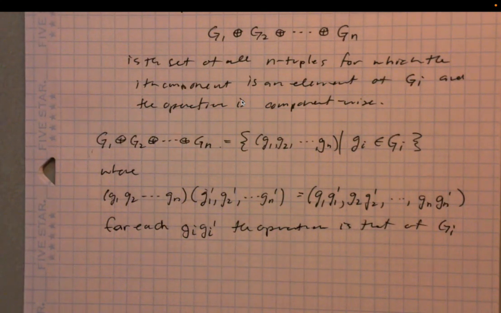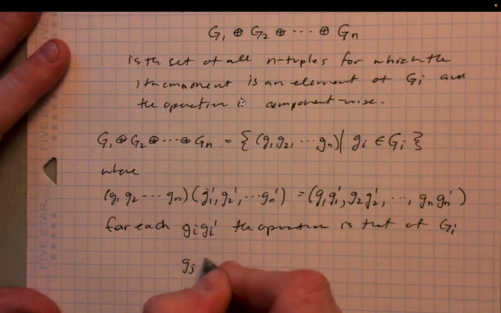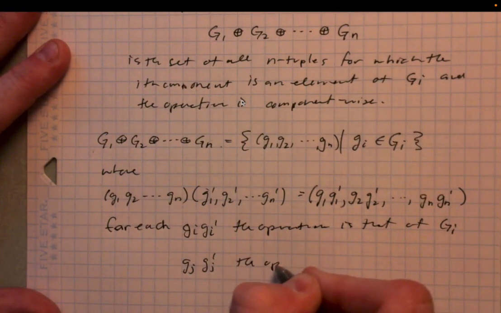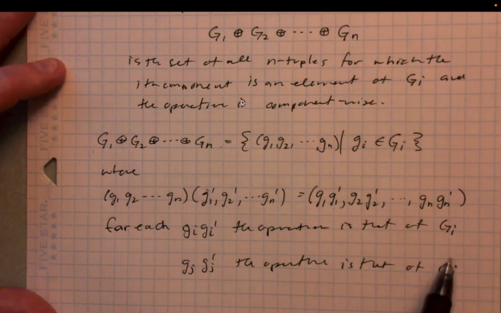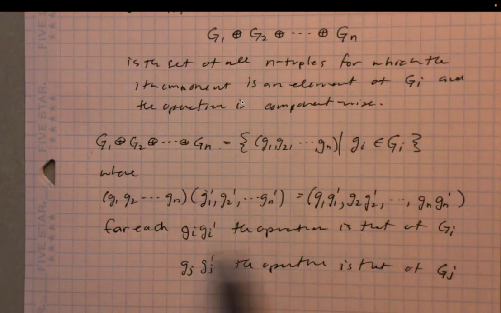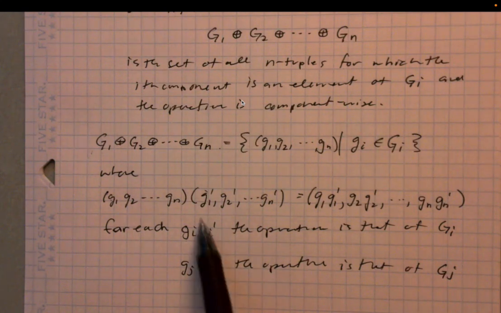So for example, for gj and gj', the operation is that of Gj, and those need not be the same. This could be, for example, multiplication mod 7, multiplication mod 10, addition modulo 3, or addition modulo 103. So they can be different operations. Basically what you're doing is strapping a bunch of groups together and creating a new group, a larger group.